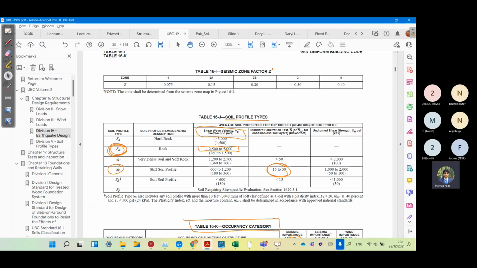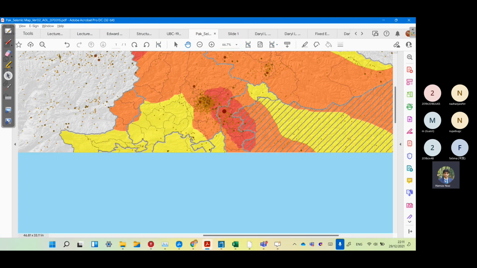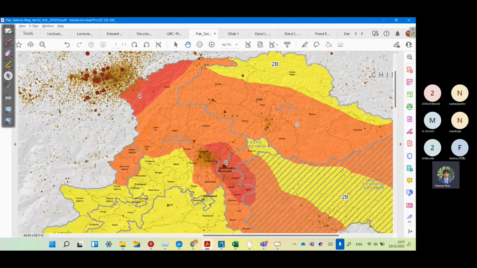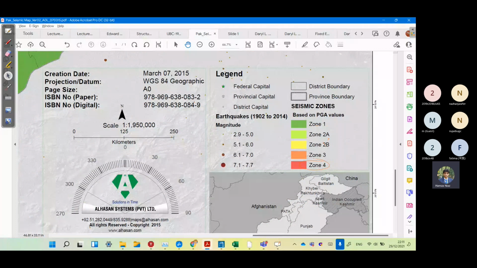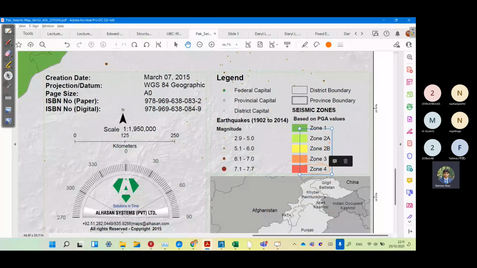And the third is zone factor. For zone factor, we need the zone, and for zone, we need a map. We need to know where our location is. Zone 1 is given in dark green, zone 2 is in light green, 2B in yellow, 3 in orange, and 4 in red.